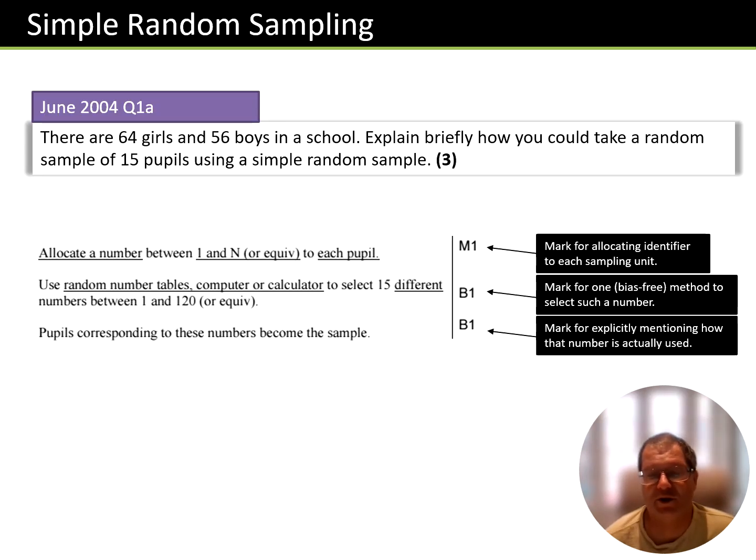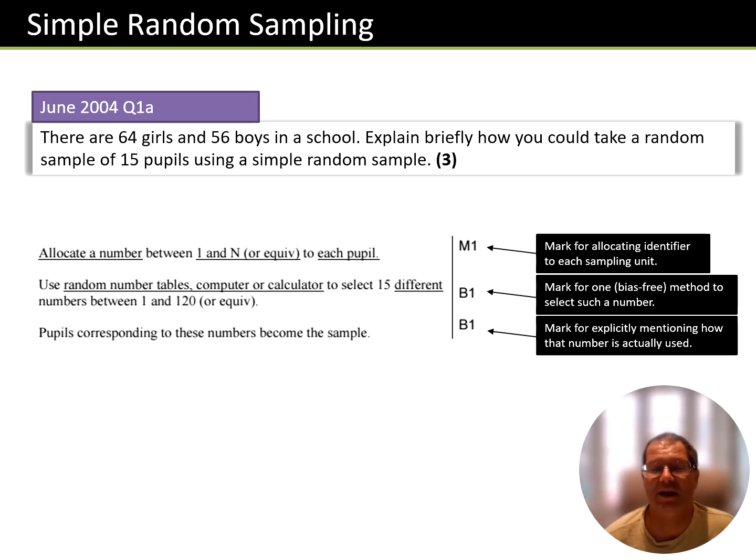So we'll be looking at some example exam questions along the way. So this one from 2004. There are 64 girls and 56 boys in a school. Explain briefly how you could take a random sample of 15 pupils using a simple random sample. So the first thing to notice is that the fact there are 64 girls and 56 boys is irrelevant in a simple random sample. So what you could do is you could have a calculator. 64 plus 56 is relevant, so that's 120.